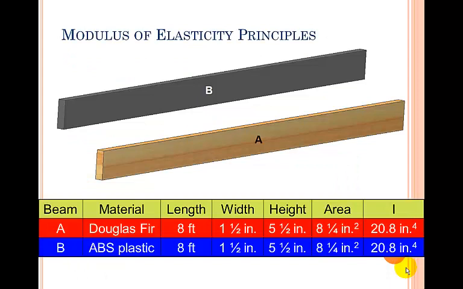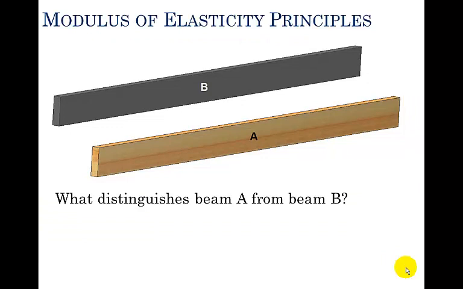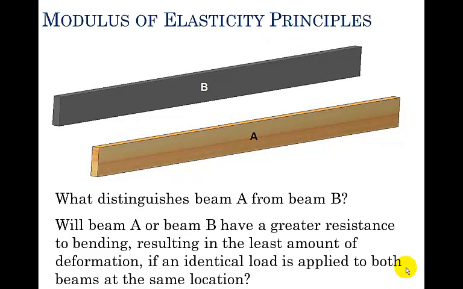So let's look at two different beams. We have a beam A that's made out of Douglas fir, and we have beam B that's made out of ABS plastic. They both have the same length between the span, they both have the same width and height, and so they both have the same cross-sectional area and the area moment of inertia. The difference between these two beams is the material of construction. That material of construction directly affects the modulus of elasticity. So with different moduluses of elasticity, if we put the same load and put them in the same situation, which one is going to deform more?